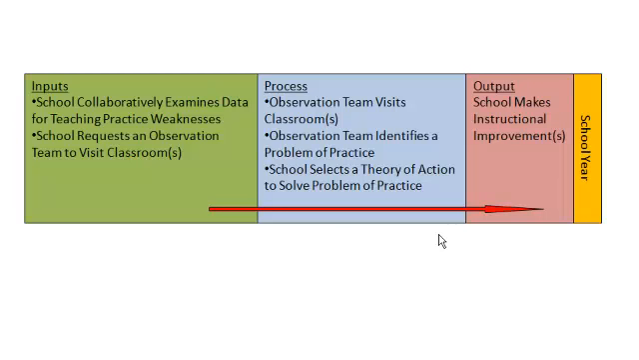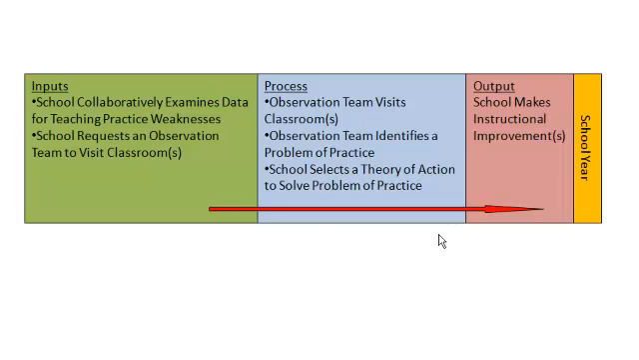But some kind of observation team would come in and look at what's happening in a classroom through the lens of what the teaching practice weakness is. And what they'll try to do is identify for the school what the problem of practice happens to be. And then based on that, work with the school to select a theory of action in order to solve the problem of practice.